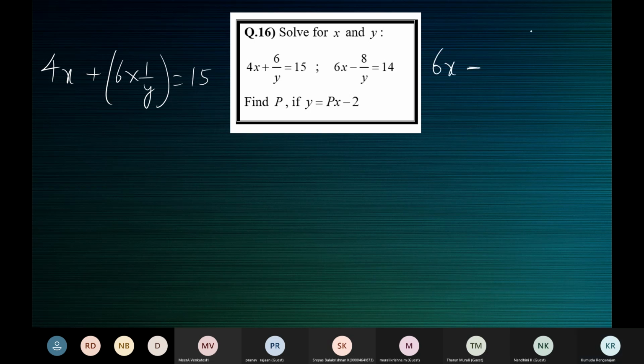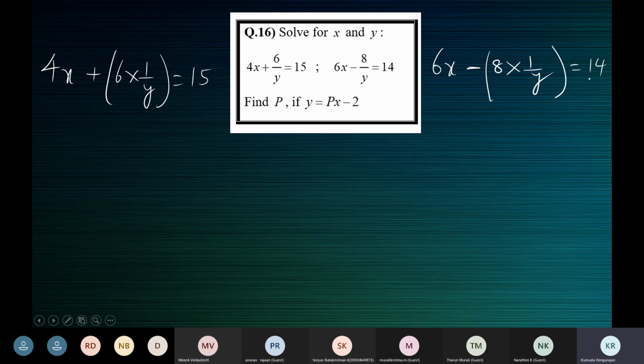Class? Now what should I write here? Eight into 1 by y is equal to 14. Yeah. So what should we call it? What should we substitute 1 by y with? B. Any variable, a or b or any variable other than x or y. Okay, so Meera wants to call this b. Let 1 by y be equal to b.